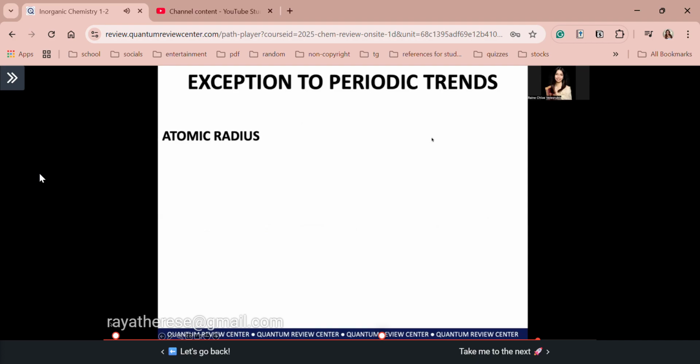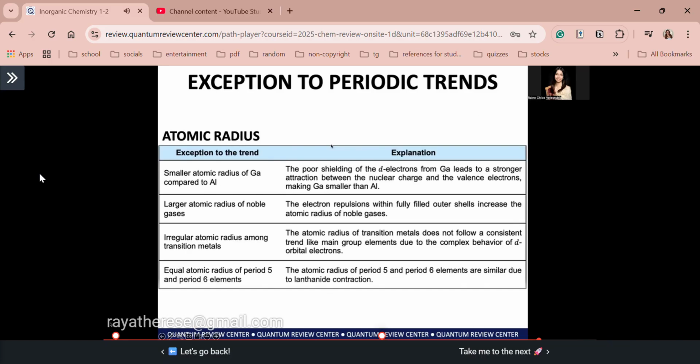So now, we proceed to our exceptions in the periodic trends. We will summarize each trend depending on their exception. So let's start with the exceptions to the periodic trends, starting with atomic radius. First exception, guys, mas maliit ang gallium than aluminum. It is due to the poor shielding of the d electrons of gallium.